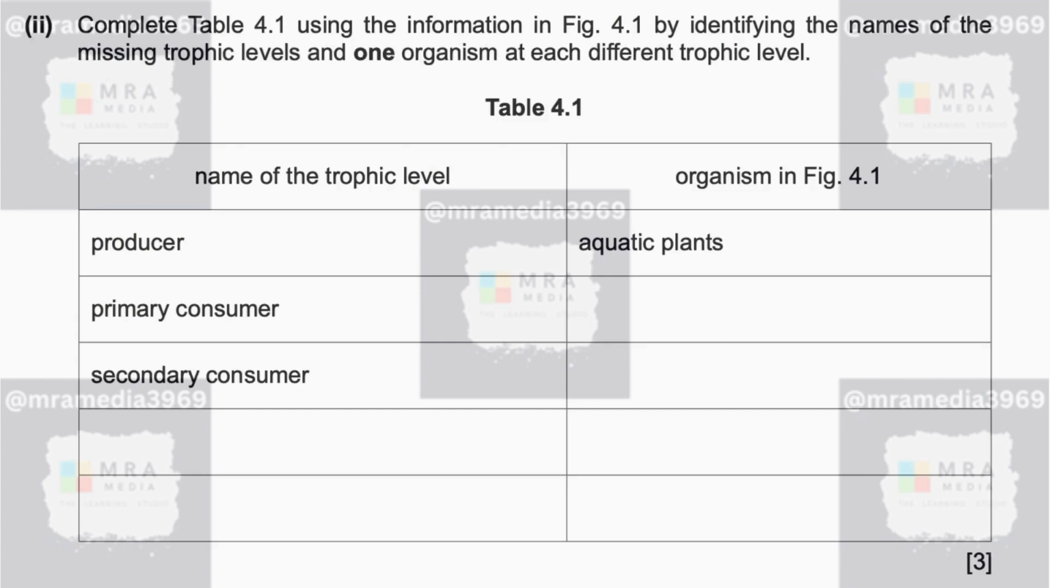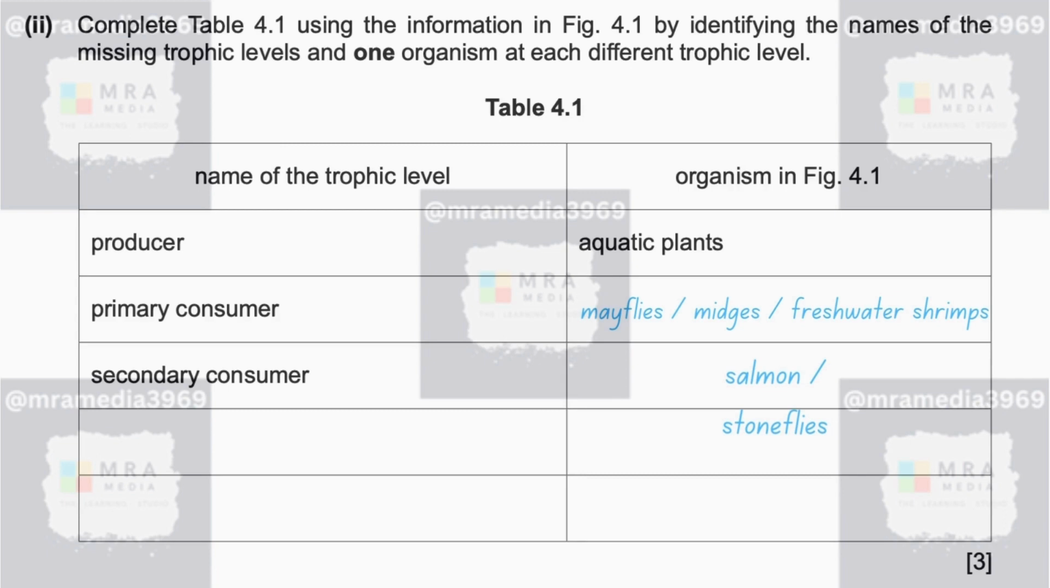Let's now fill a table. Complete Table 4.1 using the information in Figure 4.1 by identifying the names of the missing trophic levels in one organism at each different trophic level. Producer, aquatic plant. Primary consumer, remember from the food web, we had 3 primary consumers, however, we just have to write one, so it could be either mayflies or midges or freshwater shrimps. Next is the secondary consumer. This will be either salmon or stoneflies.